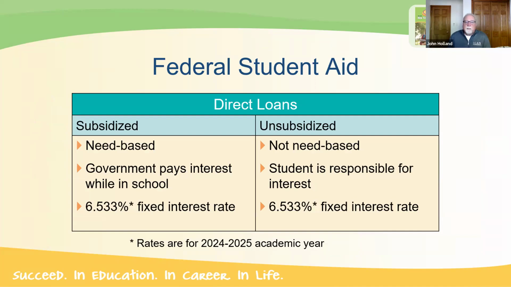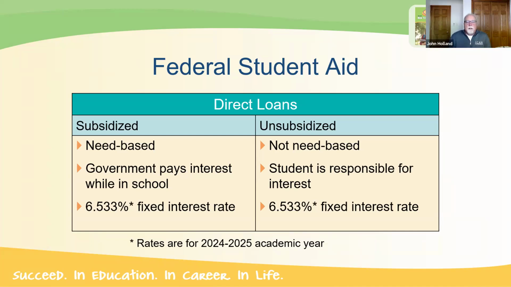If a student shows financial need based on the FAFSA, the government will subsidize some of the loan. That means they'll pay the interest while the student's in college. If the student does not show need, the student can still take a loan out, but it's unsubsidized. That means that the interest starts accruing right away. Now, repayment on both of these loans does not begin until 6 months after the student graduates or drops below half time.